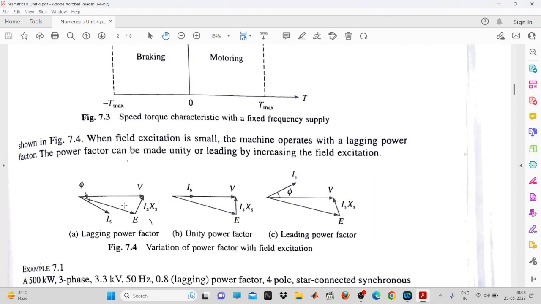Now with respect to V, you will have to plot the current. So the current will be lagging, obviously a lagging power factor. The angle between V and Is will be phi, and the angle between V and E will be delta. But when your synchronous motor is operating at a lagging power factor, E is less than V. So you can see here.